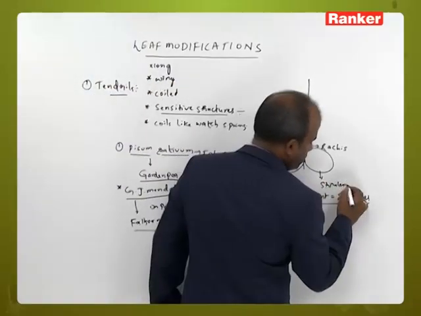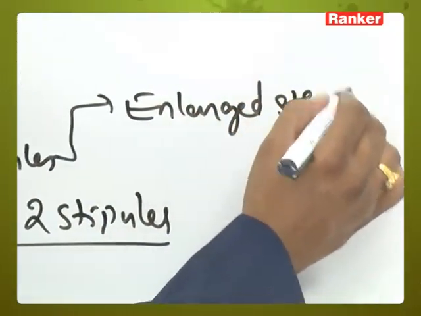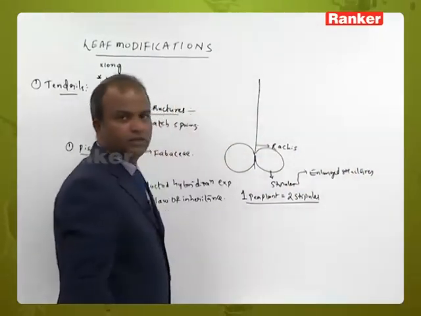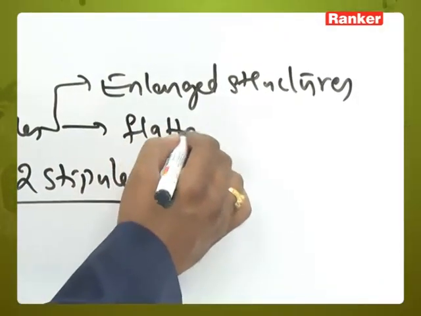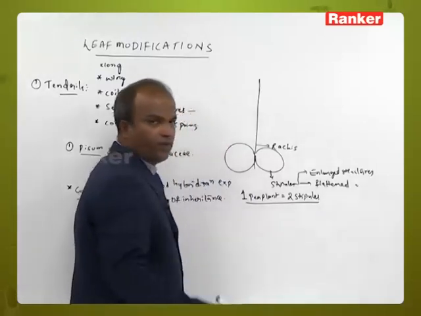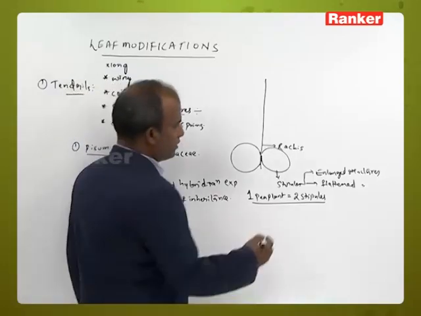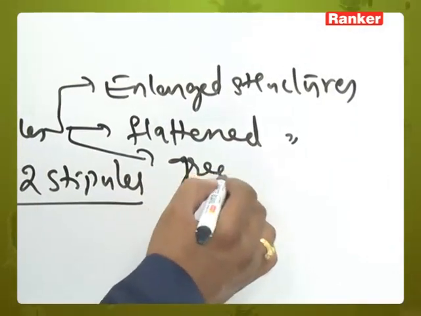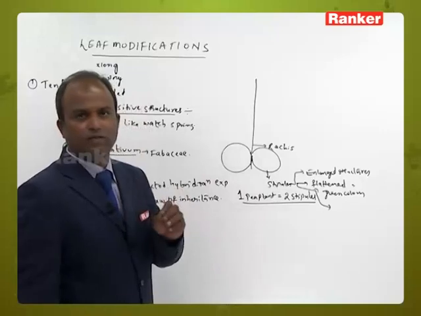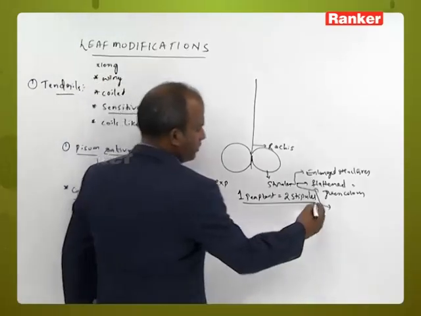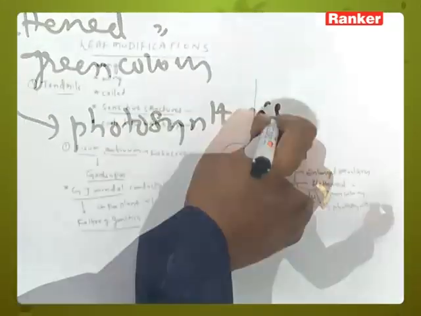Are these stipules enlarged structures? Yes, they are enlarged, flattened structures. Are they green in color or non-green? They are green in color. Due to the green color, do they perform photosynthesis? Yes, they perform the function known as photosynthesis.